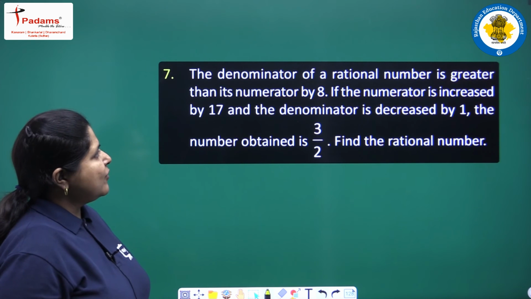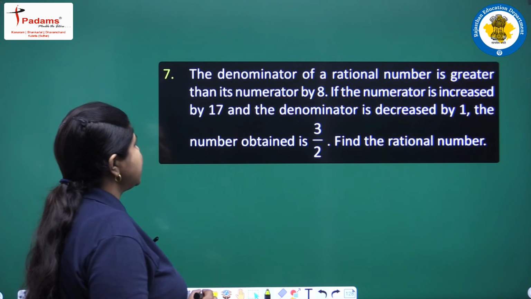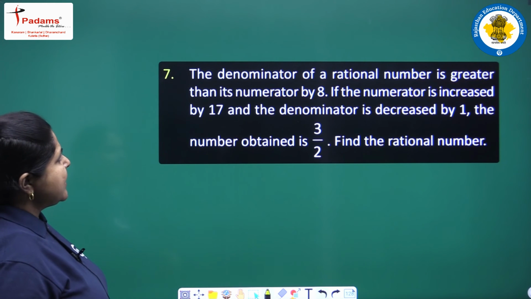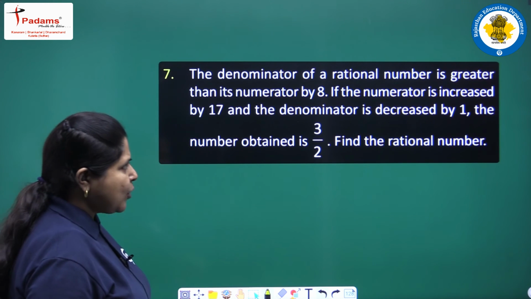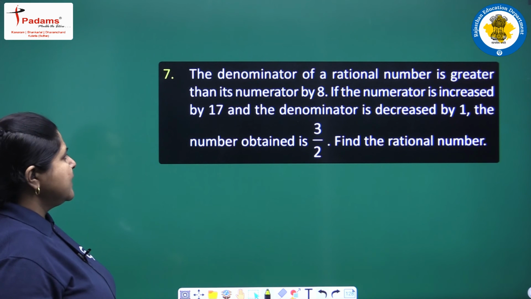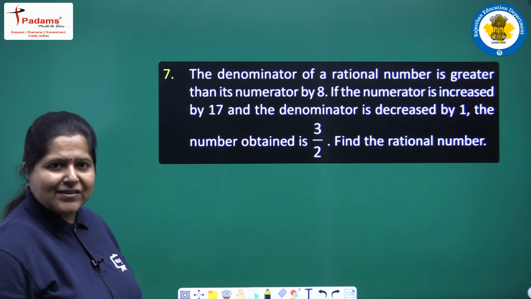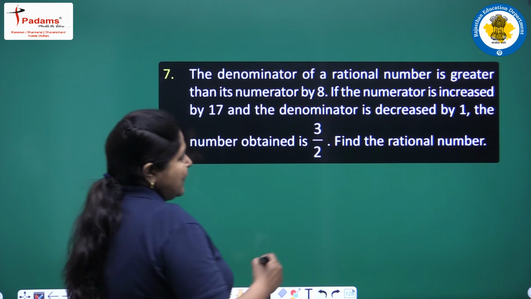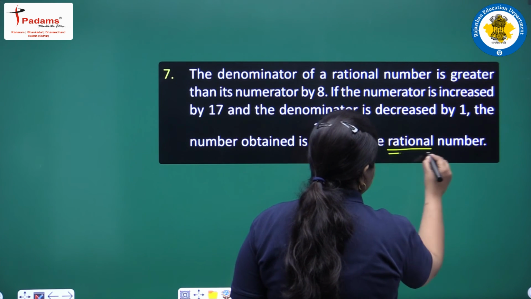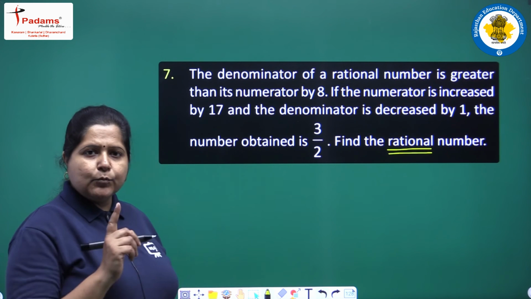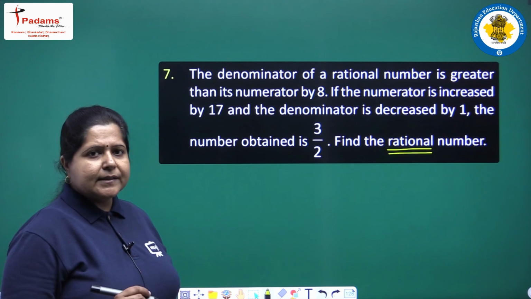The denominator of a rational number is greater than its numerator by 8. If the numerator is increased by 17 and the denominator is decreased by 1, the number obtained is 3 by 2. Find the rational number. We have to find the rational number, and you know it is of the form p by q. That is, there will be one numerator and one denominator.